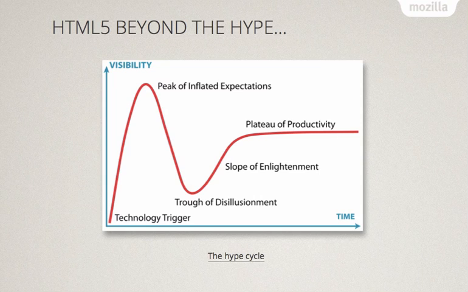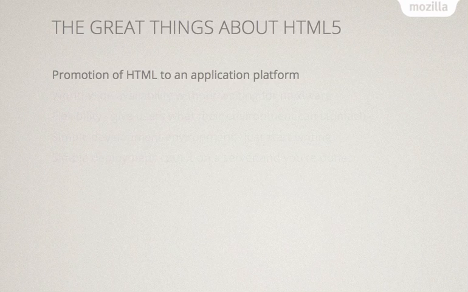And now that we're getting into the disillusionment, the good thing is that we can actually start working with it. This is when that slope of enlightenment starts, when people realize, actually, it's not really perfect, it's not really bad, it's something we can use to build stuff with. And then you get into the productivity. And that's why we hope we're going there really quickly right now, rather than saying, ooh, HTML5, everything is perfect.